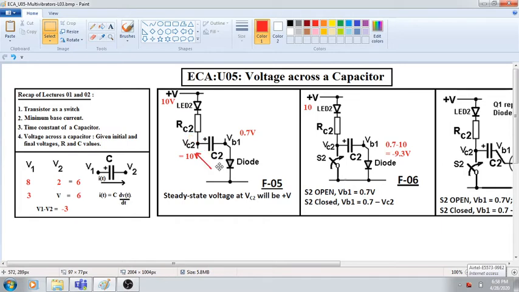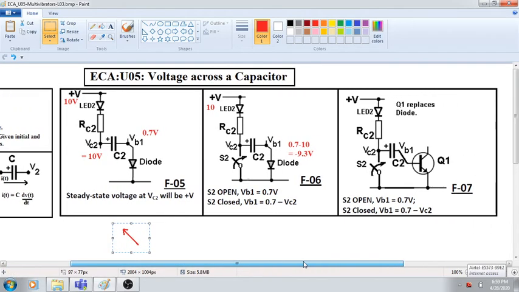So let us assume in a steady state condition, the voltage across the capacitor will be equal to this voltage, which is equal to 10 volts. Now in this 10 volt condition, the voltage on the other side, because it is connected to a diode, has to be 0.7 volts. It can't be anything else. So on one side you are having 0.7 volts, on the other side you are having 10 volts. In this particular situation, we will connect a switch and see what will happen when the switch is closed.